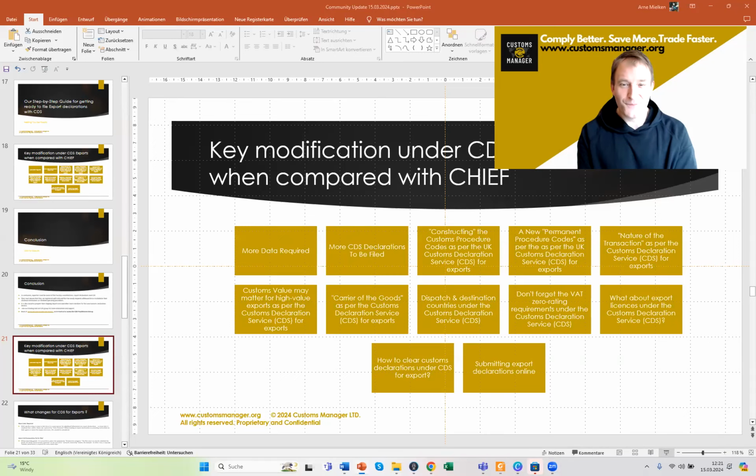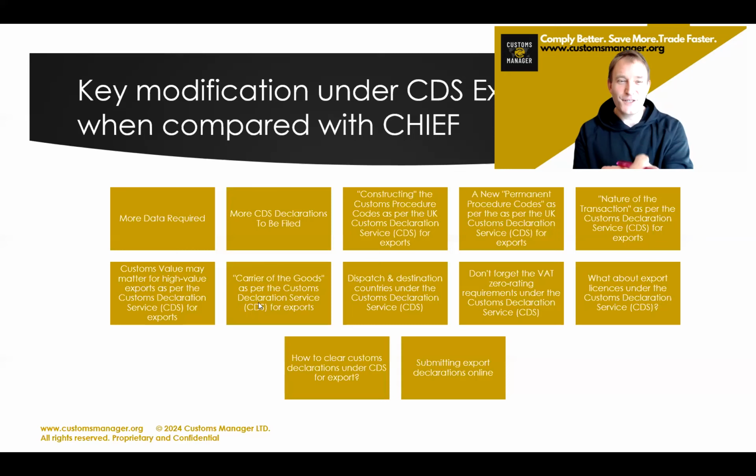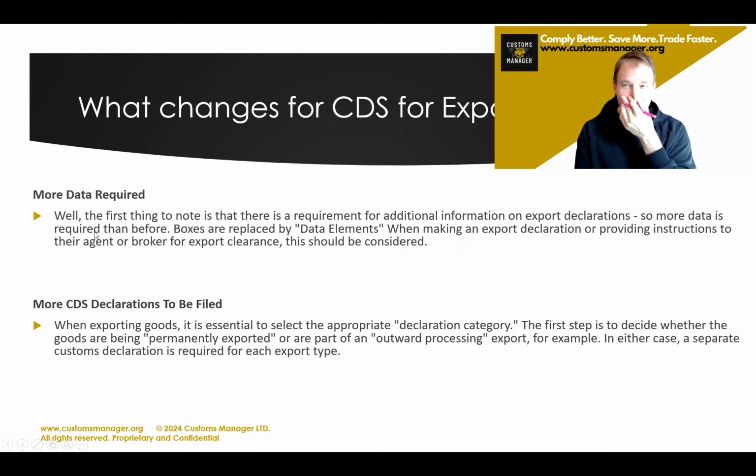Cool. So this is the slide I wanted: key modifications under CDS exports when compared with CHIEF. And here are the changes. All right, so that's better. Got worried there. So what are the changes for CDS for exports?